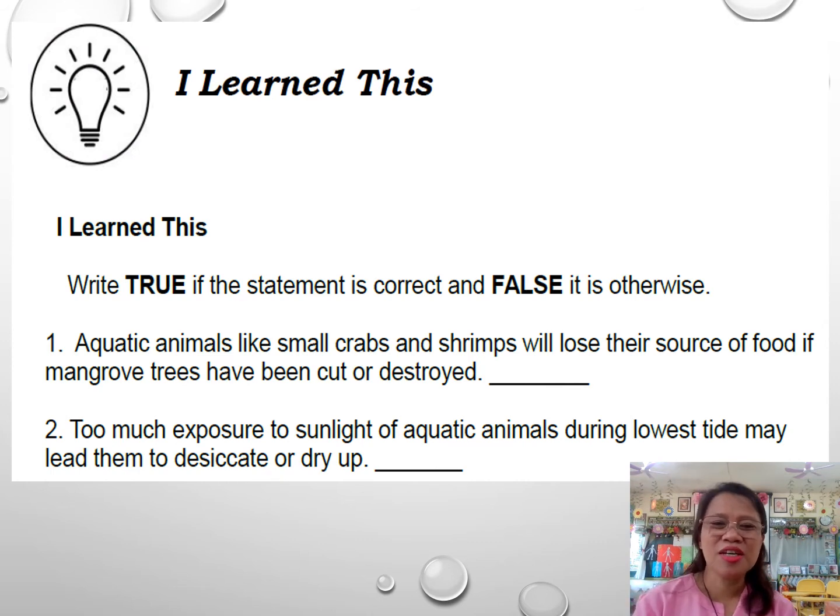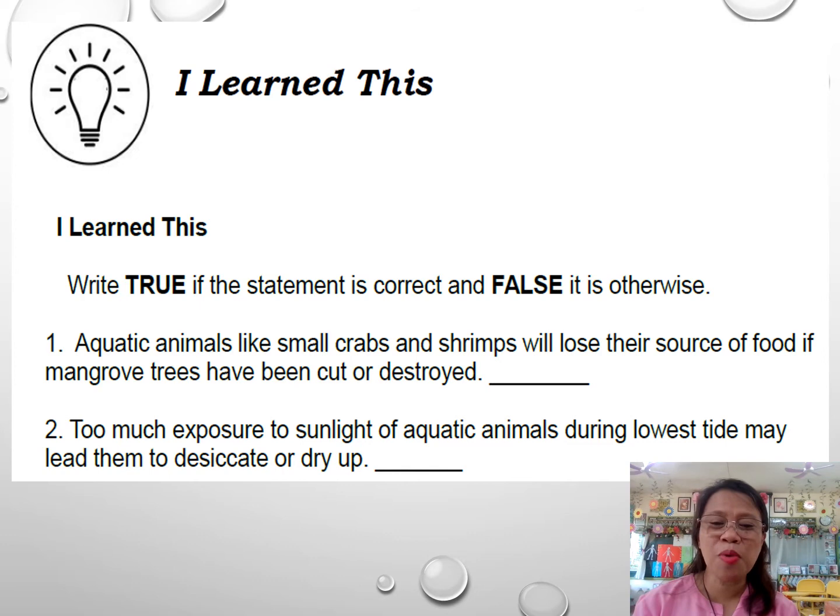I learned this. Write true if the statement is correct and false if it is otherwise, meaning if it is not true. Okay? Very easy. Okay, let's start now. Number 1, aquatic animals like small crabs and shrimps will lose their source of food if mangrove trees have been cut or destroyed. True or false?